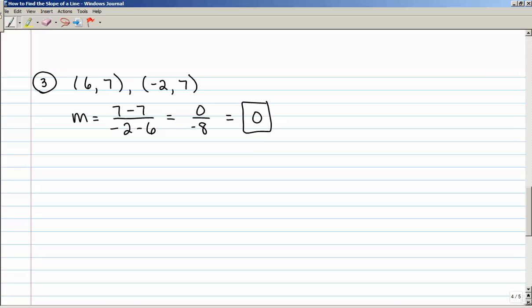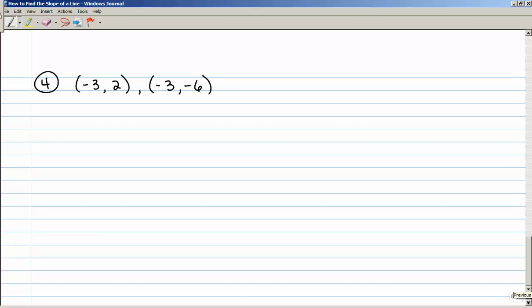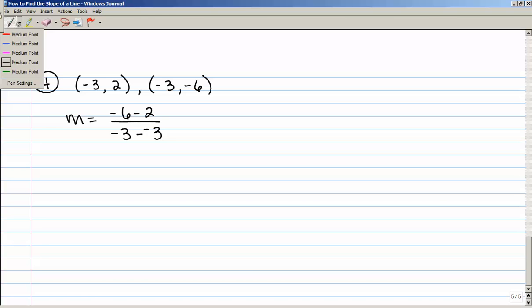And here's our last example. -3, 2 and -3, -6. Notice in this example that my x-coordinates are the same. They're both -3. So let's see what happens when we calculate the slope. -6 minus 2 over -3 minus -3. And then remember that minus a negative turns into plus a positive.